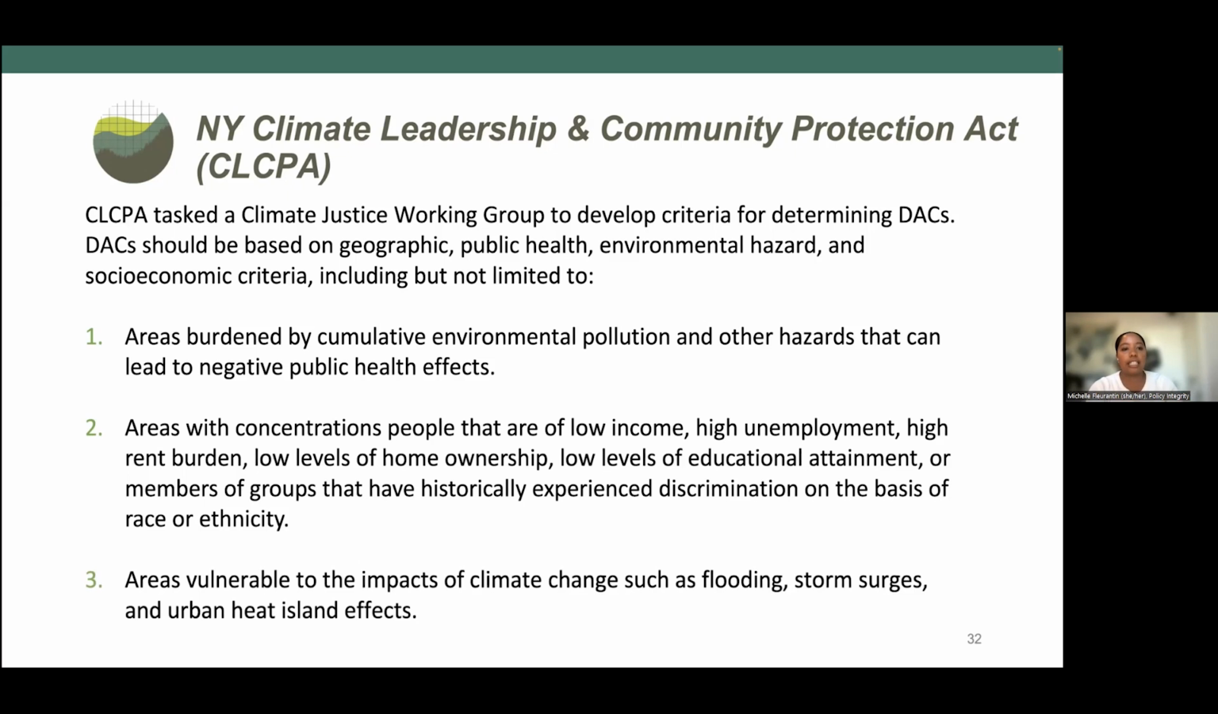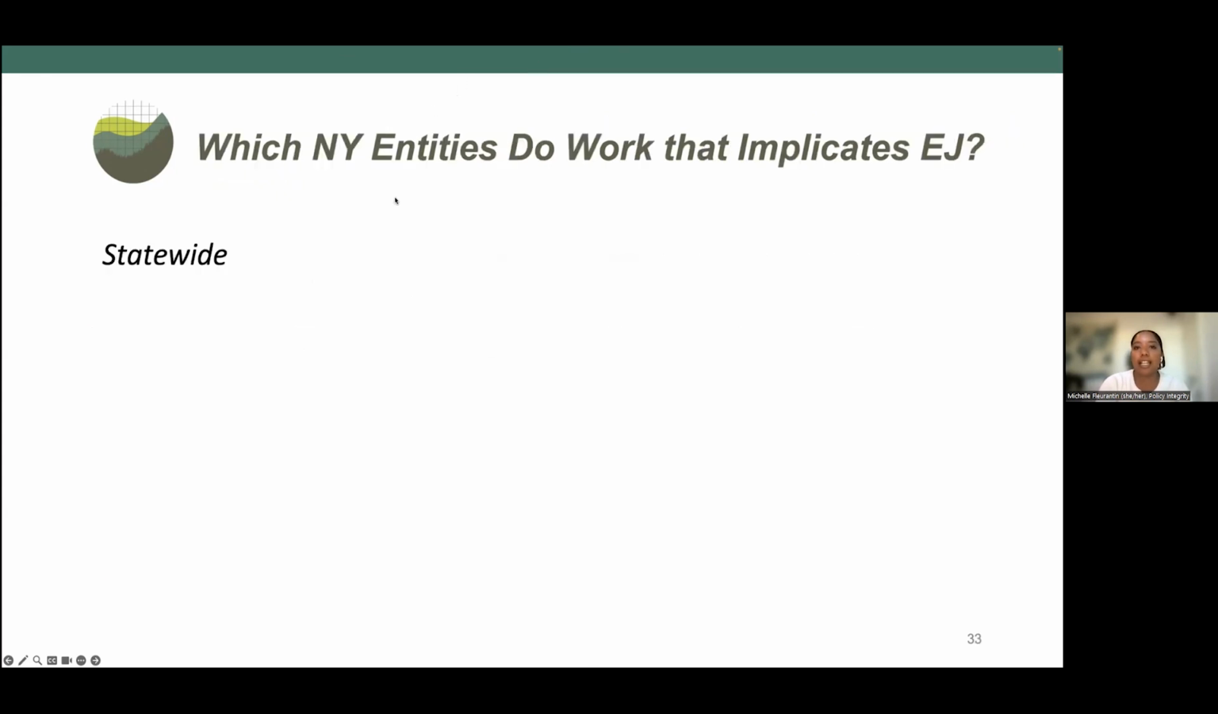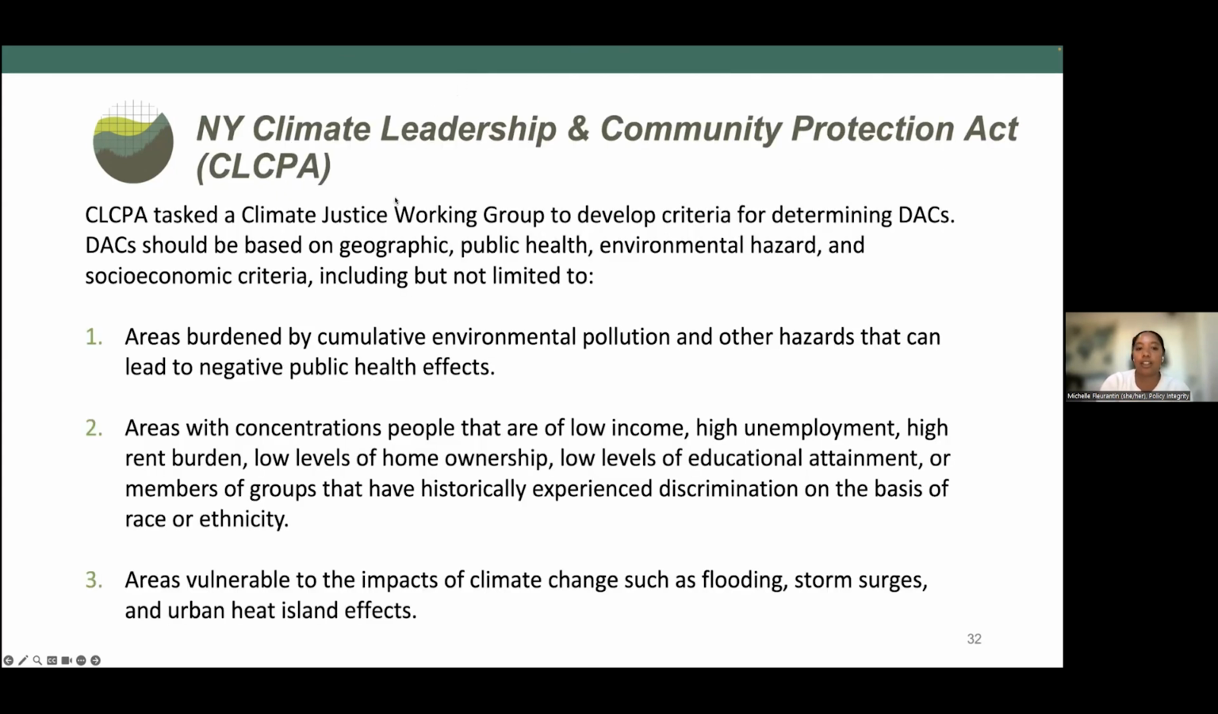And the third criteria is areas vulnerable to the impacts of climate change, such as flooding, storm surges, and urban heat island effects.